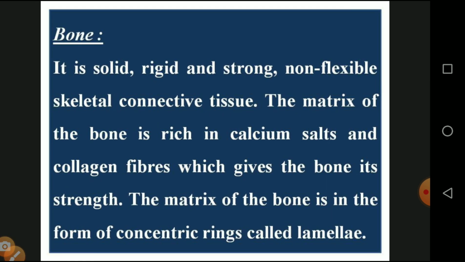And the second one, we will see is bone, which is very strong. Basically, we know that bone is a very strong, solid, rigid, non-flexible skeletal connective tissue. It cannot be flexible, otherwise it will be broken. The matrix of the bone is rich in calcium salt, and the collagen fibers give the bone strength. Bone is made up of calcium, we know very well. The matrix of the bone is in the form of concentric rings called lamellae. So the bone is made with various rings, and the rings are called lamellae.